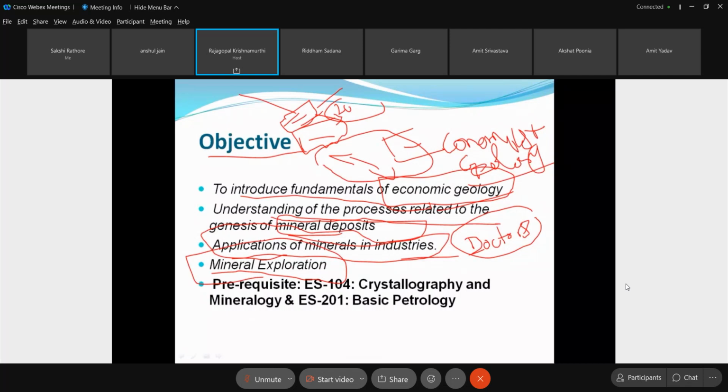Regarding prerequisites for this particular economic geology, you have to have ES 104, which is crystallography and mineralogy, which is very important. I think probably many of you must have studied.